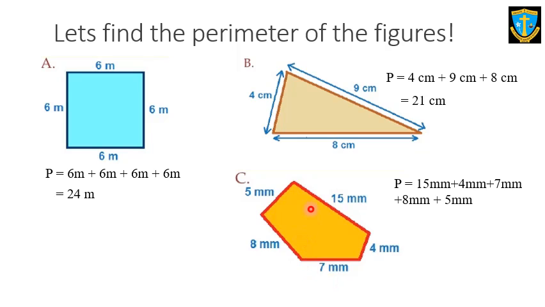Perimeter will be equal to adding all the lengths of the sides. P is equal to 15 millimeter. Here the unit is millimeter, mm, plus 4 millimeter plus 7 and so on. Let's add all. It comes to 39 millimeter. So this is how we find the perimeter. I think you will be expert now at finding the perimeter, right? Yes. Very good. Let's go forward.